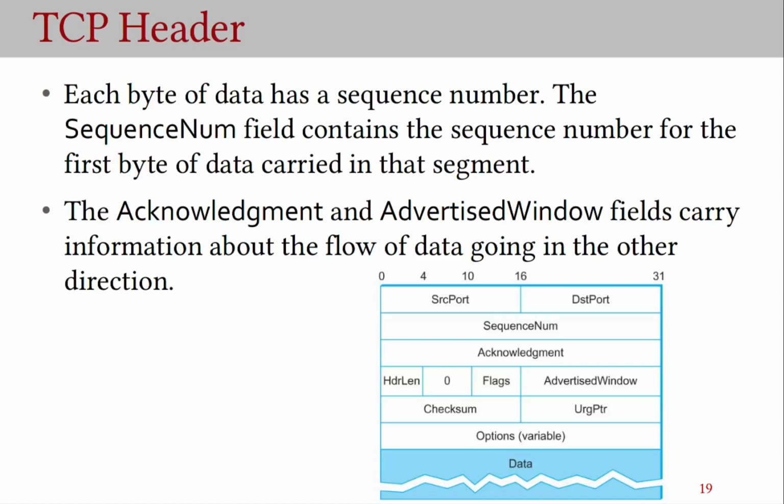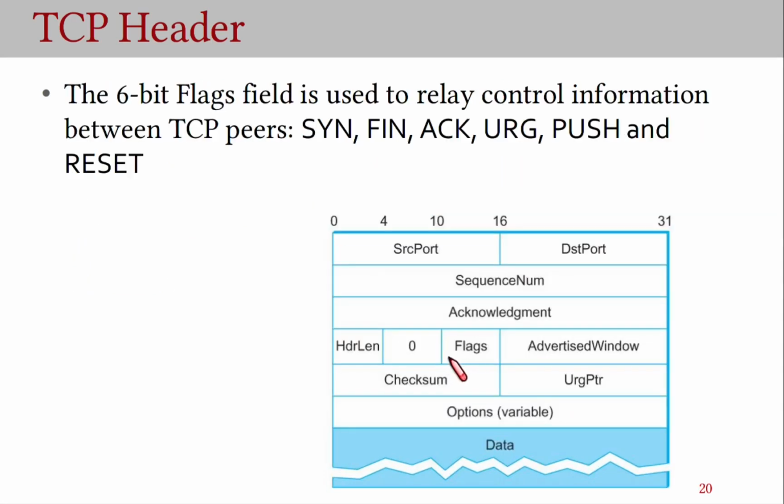TCP is byte oriented. In TCP, each byte has a sequence number. This sequence number field contains the sequence number for the first byte of data that is carried in that segment. Then these 2 fields, acknowledgement and advertised window, are used to send information to the other party. Acknowledgement carries the acknowledgement of the received data, and advertised window is used for flow control, as we will see in the next video. These 6 bits labeled here as flags are used to relay control information. The flags, for example, are syn, fin, ack, urg, push, and reset. We will see what they mean in the next slides.